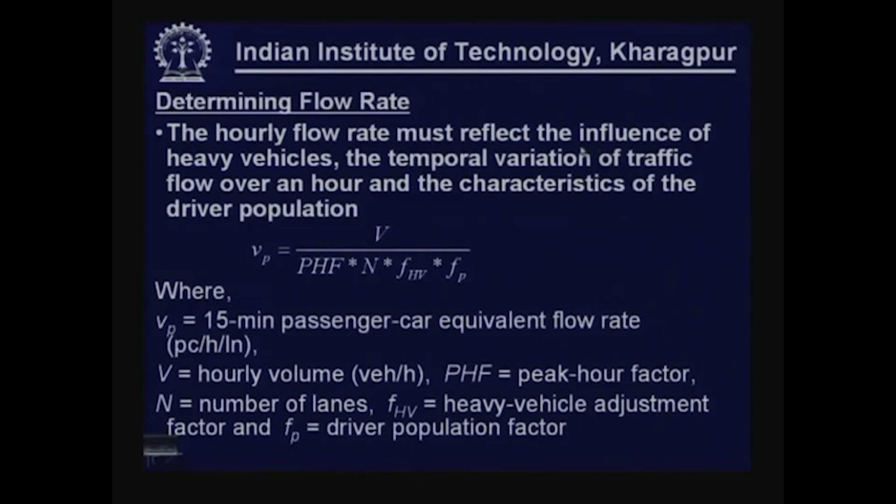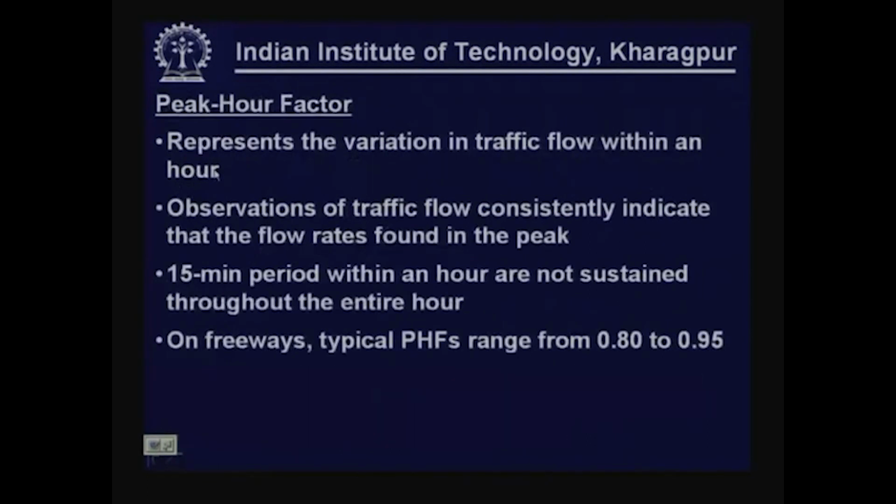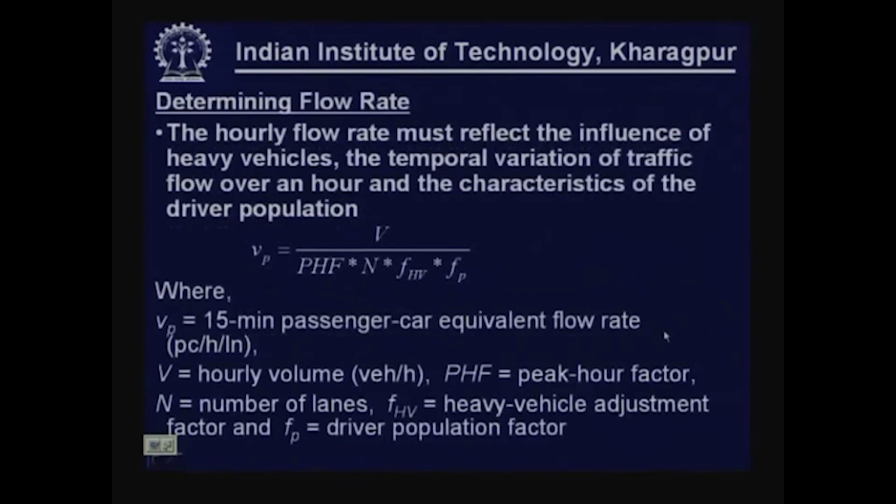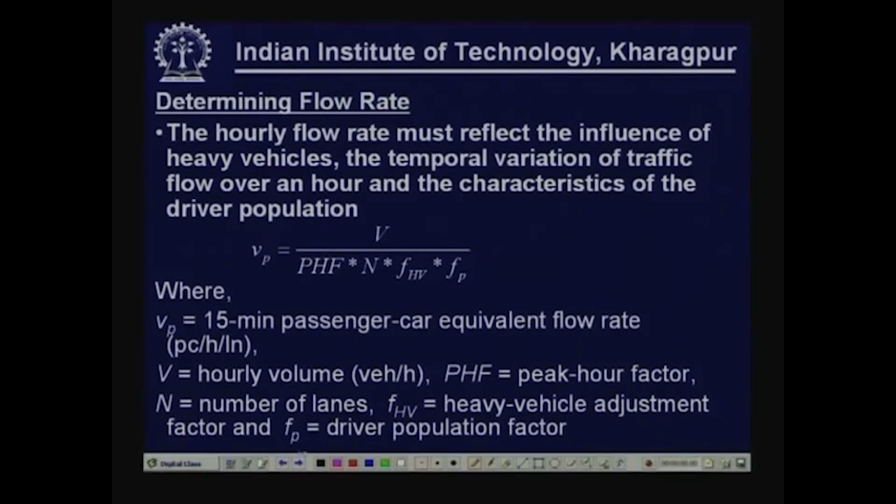So, the influence of heavy vehicles, the temporal variation of traffic flow over an hour, and the characteristics of the driver population. How do we consider that? Vp is the 15-minute passenger car equivalent flow rate. This we want to calculate.